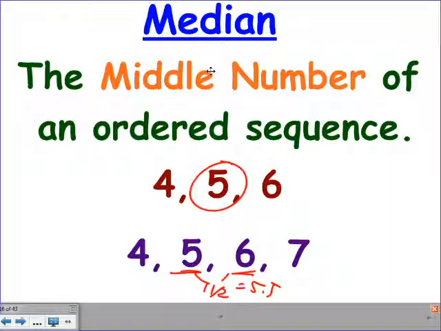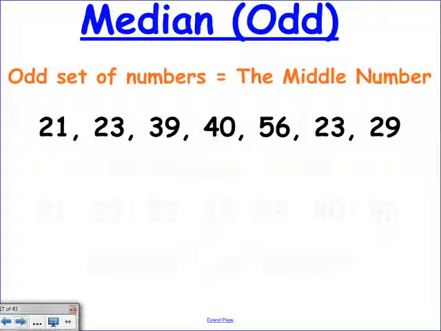So whenever you see a median question, the first thing that's going to go through your head from now on is, am I dealing with an even set of numbers or an odd set of numbers? Okay? So, let's talk about the odd set. I've got an odd set of numbers, and we know there's one middle.